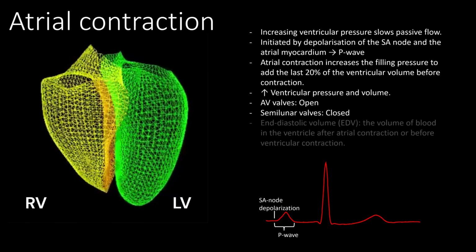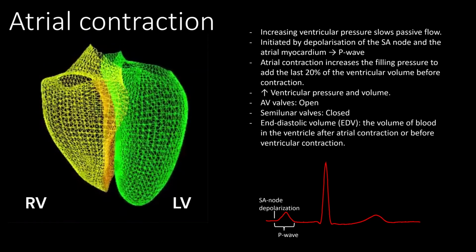The volume of blood present in the ventricle after atrial contraction and just before isovolumetric contraction is known as the end diastolic volume. The next phase of the cardiac cycle is isovolumetric contraction.